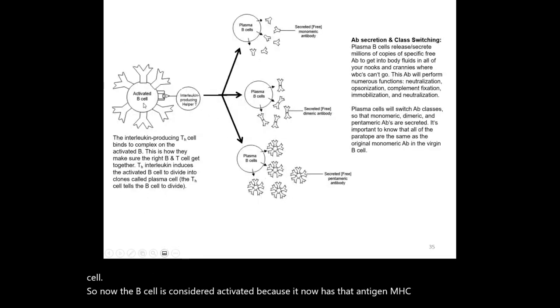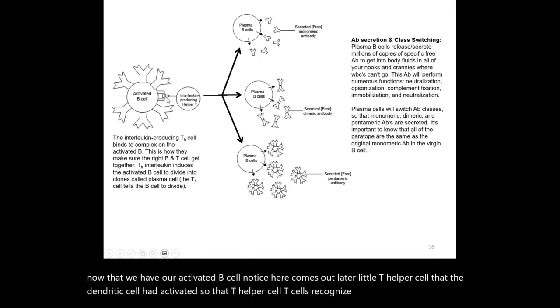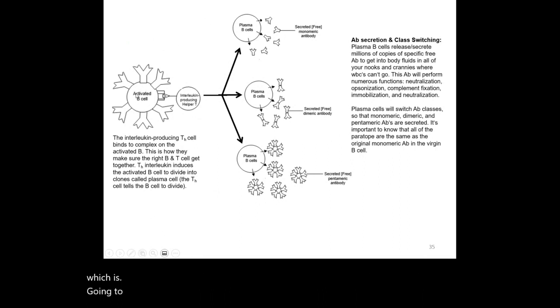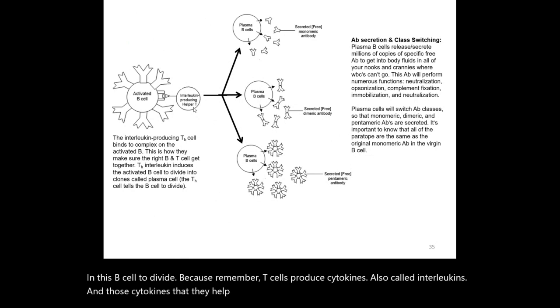So now that we have our activated B cell, notice here comes that little T helper cell that the dendritic cell had activated. T cells recognize digested antigen, which is now on the surface of the B cell. So that T helper cell is going to come in and bind to the B cell, which is going to allow this B cell to divide. Because remember, T cells produce cytokines, also called interleukins. And those cytokines that the helper cell releases are going to be what activates that B cell to divide.